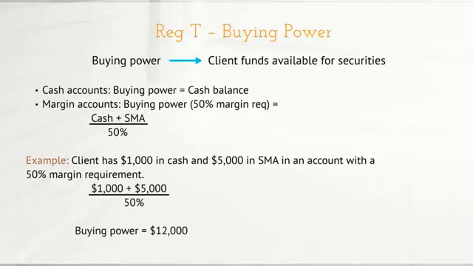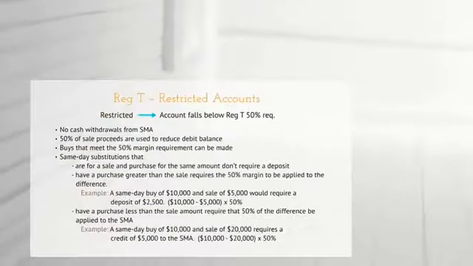So in our example here, we have a client with $1,000 of cash in their account, plus they have a $5,000 SMA for a total of $6,000, which means times 2, or divided by 50%, they have a total buying power of $12,000, which they can use to buy securities.